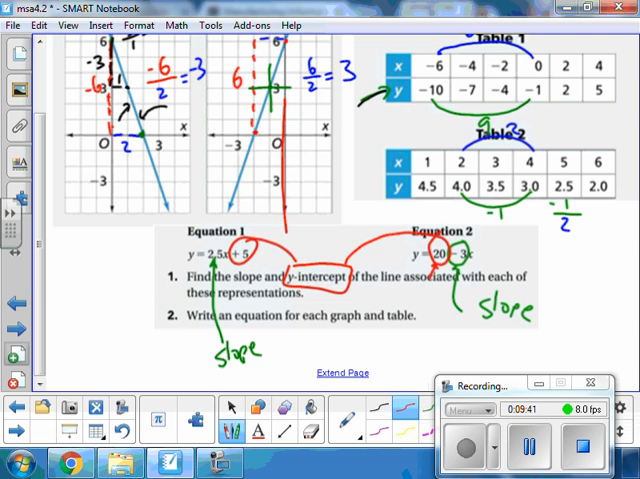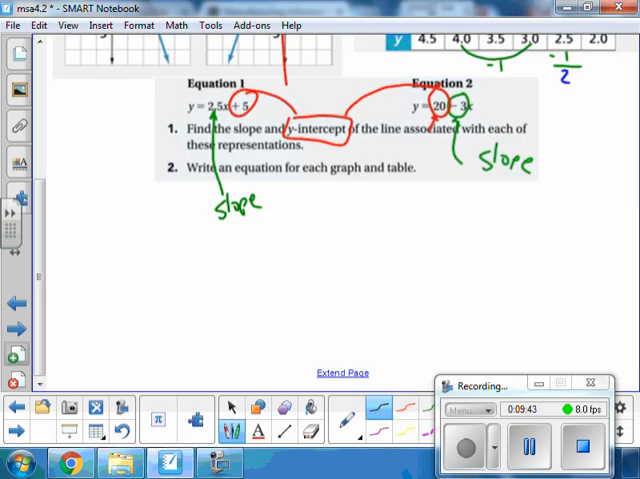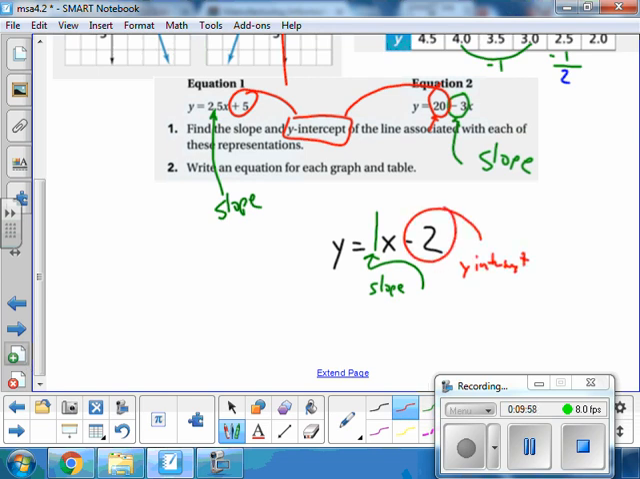And sometimes you can end up with equations like this, where y equals x minus 2. My slope is right here. My coefficient is 1. So my slope is 1, and the y-intercept is -2. So a couple things you want to be able to work on for each of these.